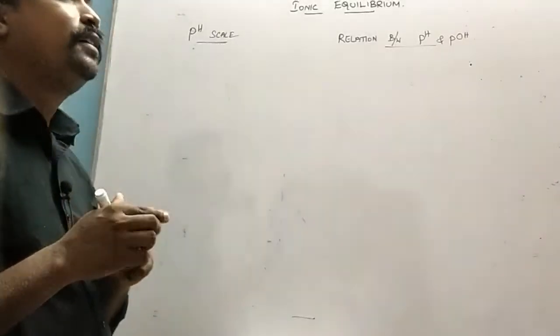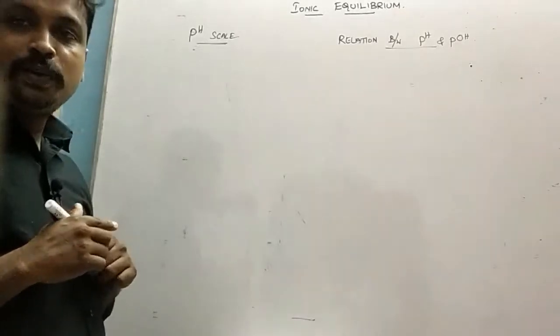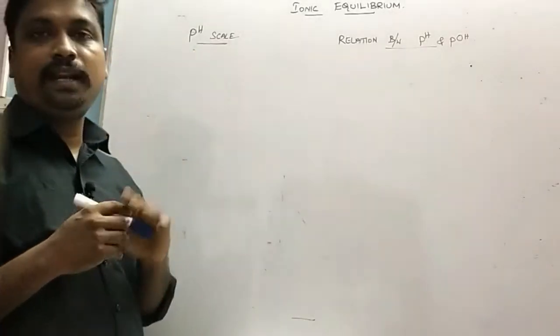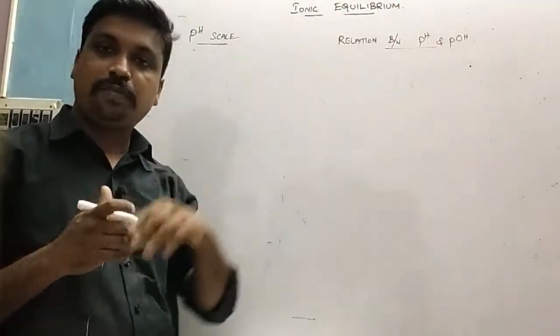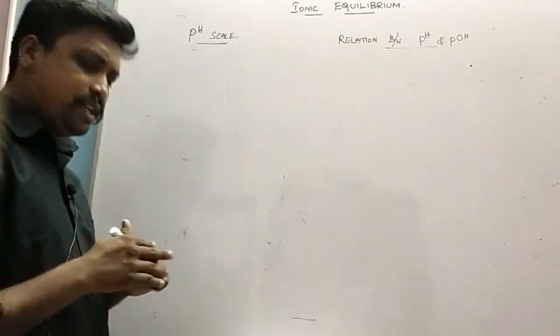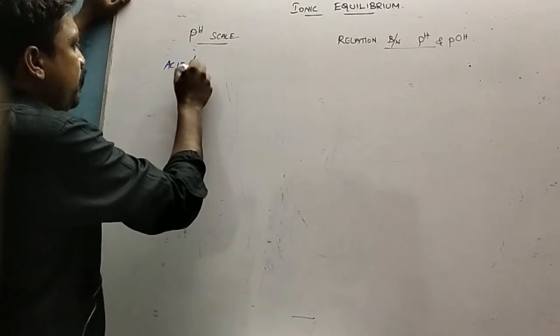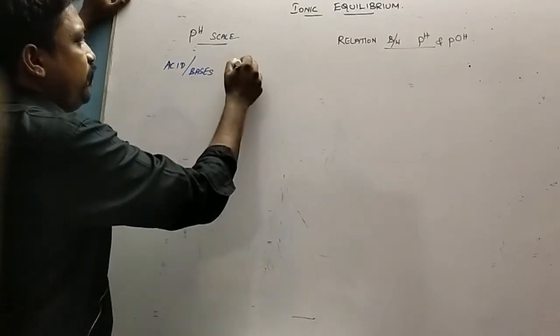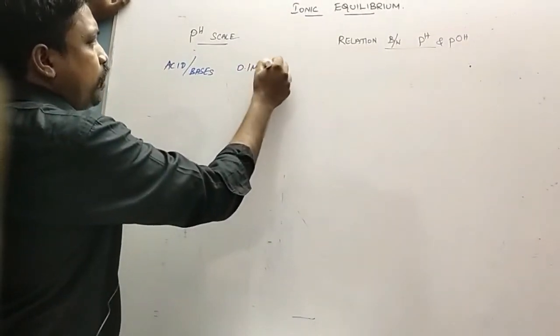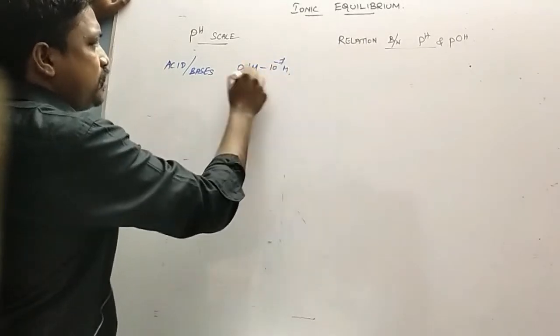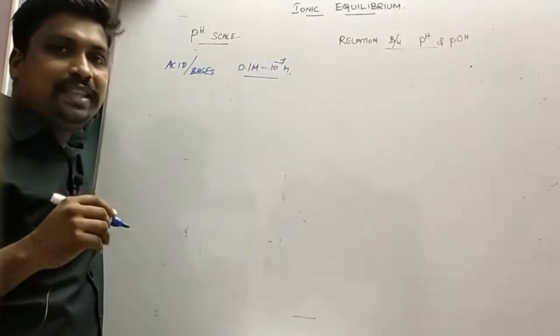Vanakkam. Right. In this video, we are going to discuss the pH scale and also the relation between pH and pOH. இதை பத்தி discuss பண்ண போறோம். Generally, we deal with acids and bases of very low concentration only, about 0.1 molar to 10 power minus 7 molar. We will deal with acids and bases of such concentrations.